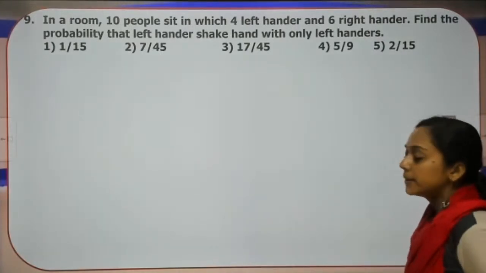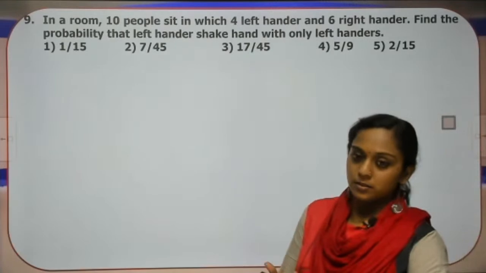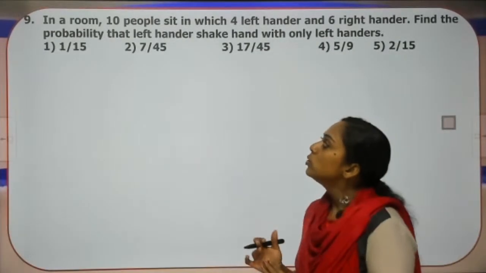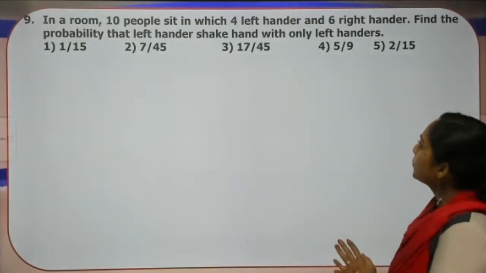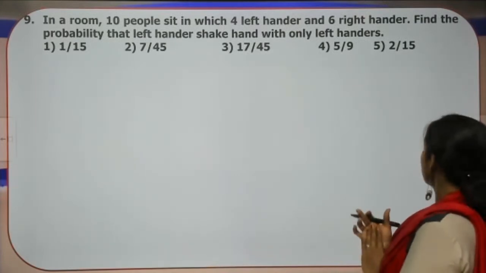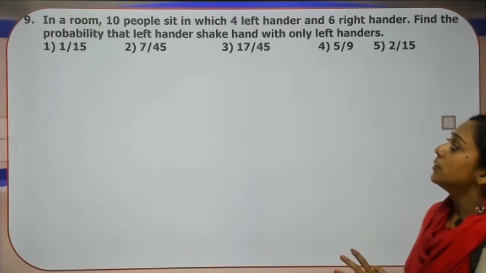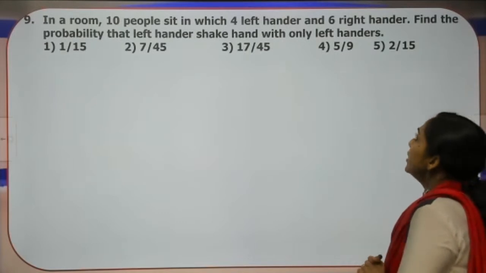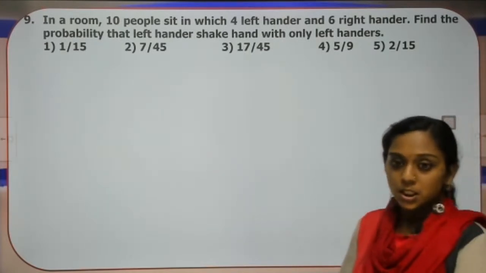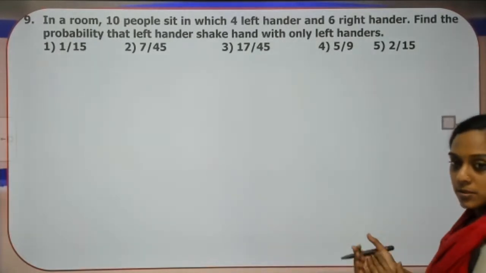See, that was a simple question. In a room, 10 people sit in which 4 left-handers and 6 right-handers are there. Find the probability that the left-handers shake hands with only left-handers. Yes, answers are coming.